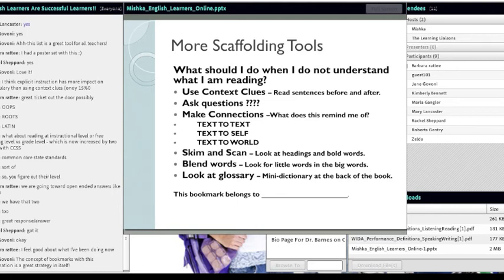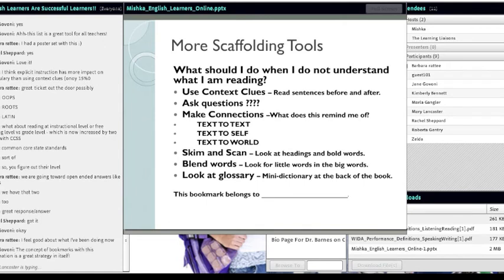Okay, so I have created some bookmarks for you. The same information that I have is available on these bookmarks, downloads that we have on the side here. Okay, so you're free to pull them up and print them and create them for your classroom.